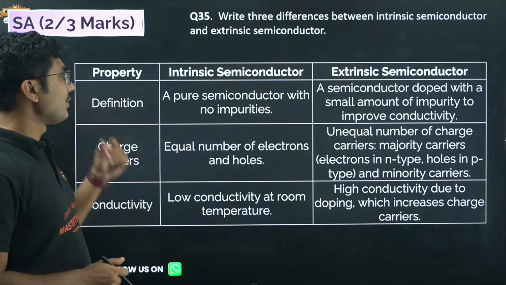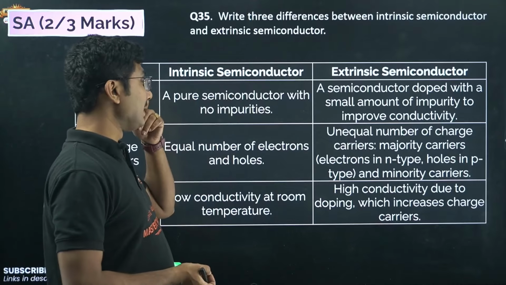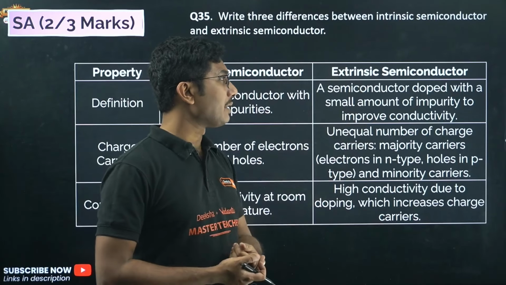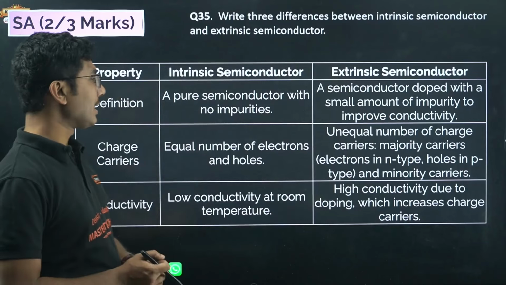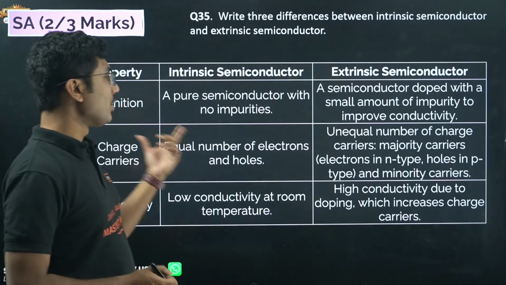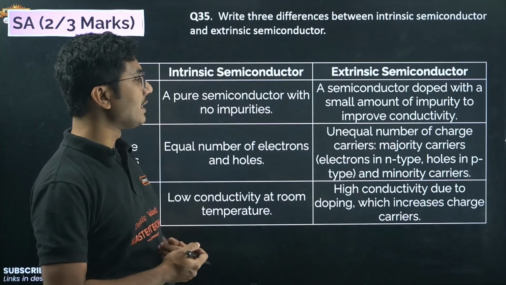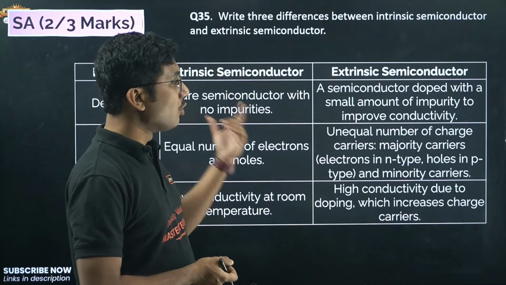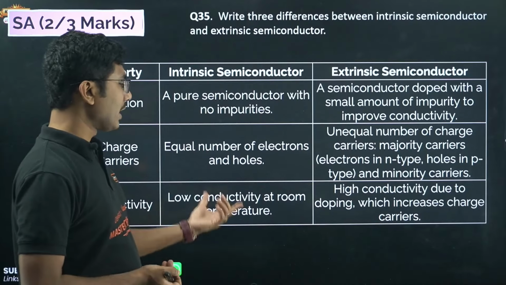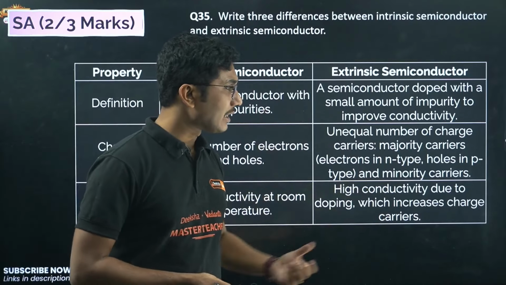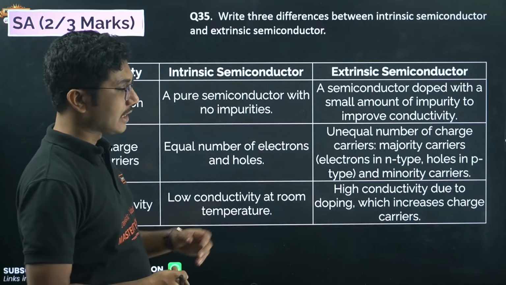Property definition: a pure semiconductor with no impurities is an intrinsic semiconductor. Extrinsic semiconductors are semiconductors doped with a small amount of impurity to improve conductivity. Charge carriers: equal number of electrons and holes. Unequal number of charge carriers, majority carriers are electrons in N type, holes in P type, and minority carriers. Conductivity: low conductivity at room temperature, high conductivity due to the doping, which increases the charge carriers.